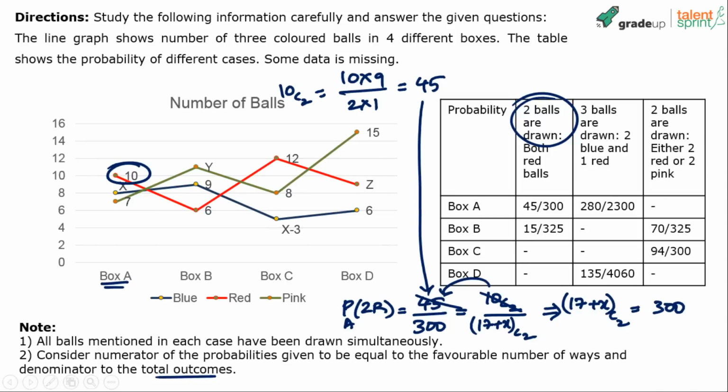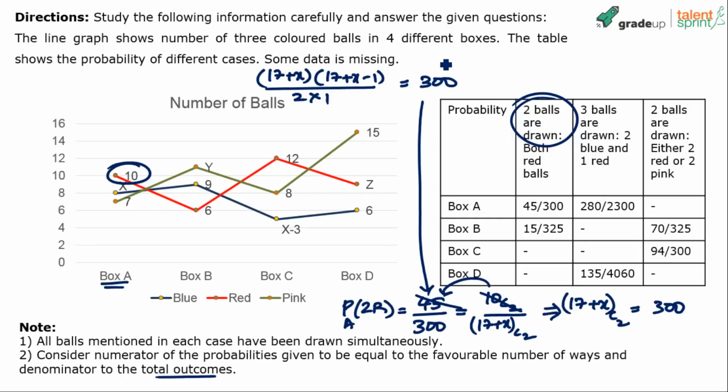Now, how do you simplify 17 plus X C2? We will not do the full simplification, but how do you simplify it? Like NC2, right? What is NC2? N into N minus 1 divided by 2 into 1. So 17 plus X into 17 plus X minus 1 divided by 2 into 1 is equal to 300.